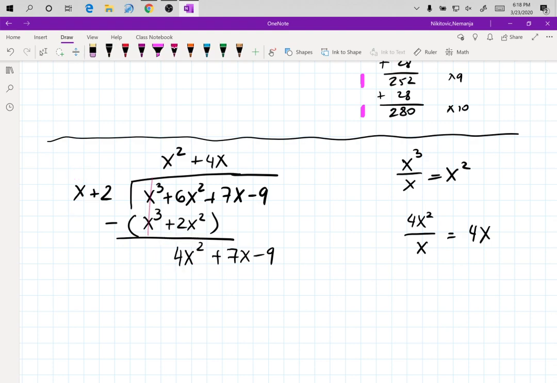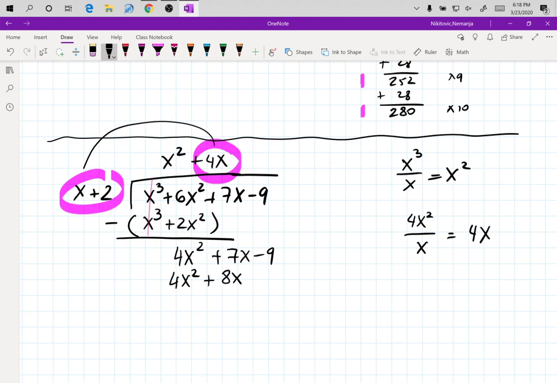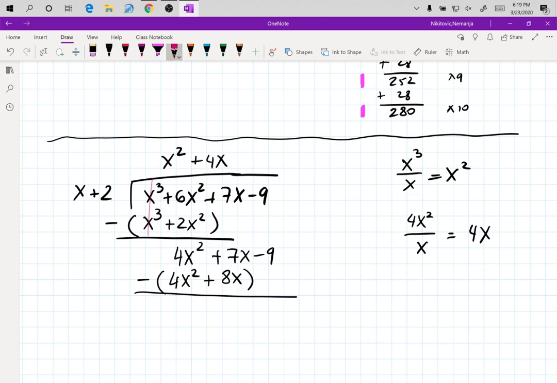So it's either plus or a minus. Okay, now that you have your 4x, you will multiply 4x into the polynomial here. It will give us 4x squared plus 8x, because you distribute this one into both. Once you multiply back, you will put the parentheses and subtract. The first two guys again cancel, and you have 7x minus 8x is negative 1x, or just negative x minus 9.